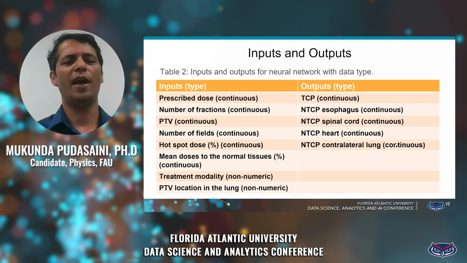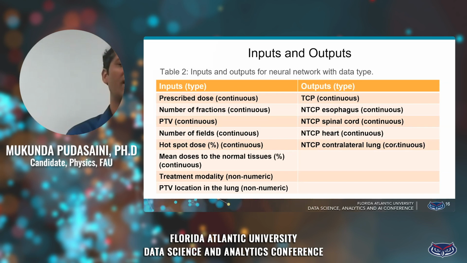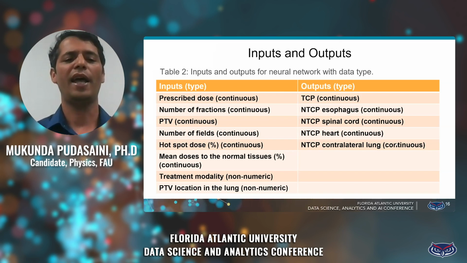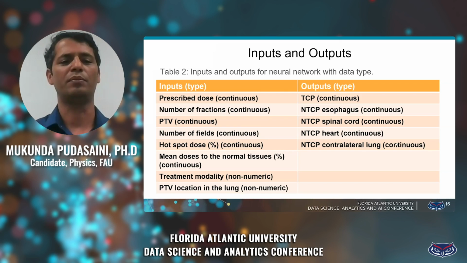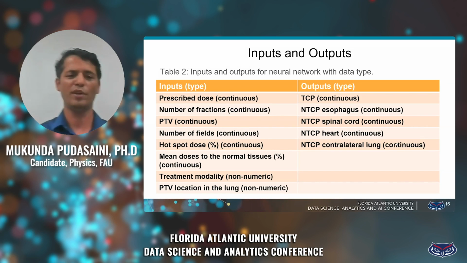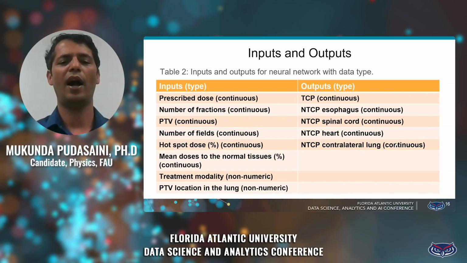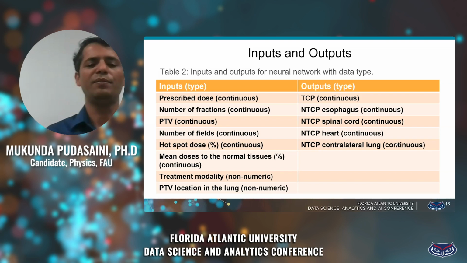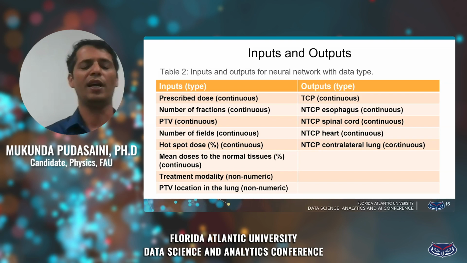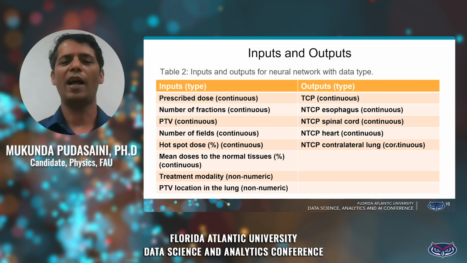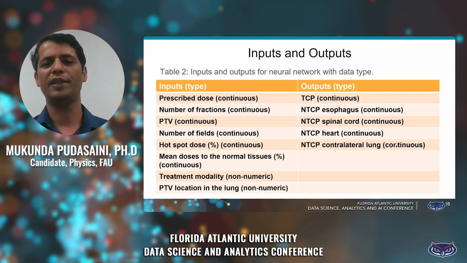The inputs we have chosen are the prescription dose, the number of fractions in which the dose is delivered, the planning target volume, and how many fields were set up to provide the dose, and then the maximum dose delivered to the tumor, and mean doses to the normal tissues like esophagus, spinal cord, heart, and contralateral lung. And treatment modality, there are several modalities, and also the location of the tumor in the lung. The target outputs are our calculated values of TCP and NTCPs, as we discussed earlier.